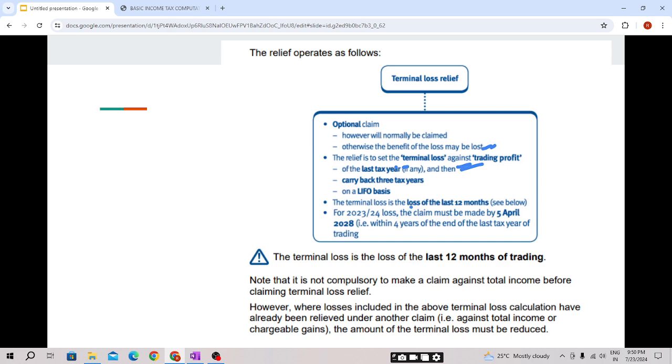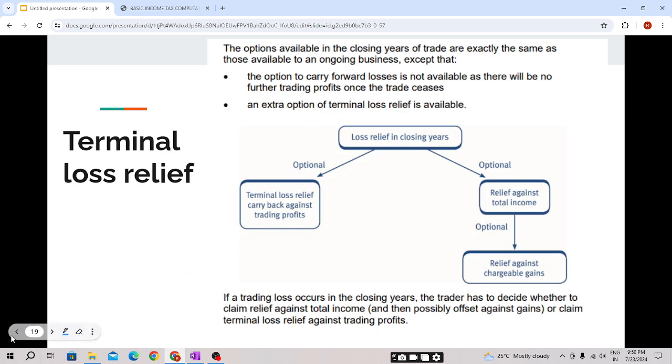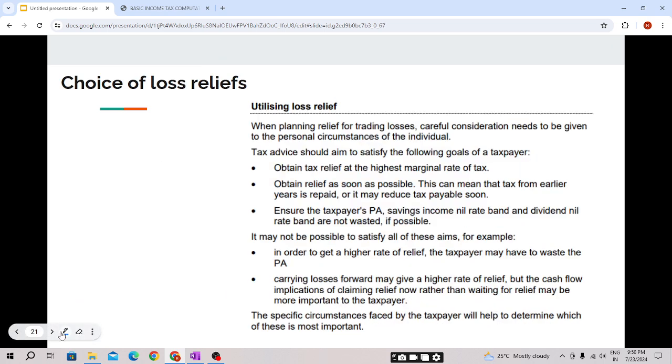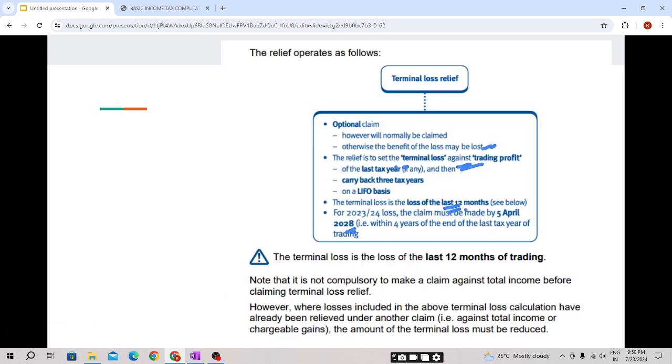The terminal loss is the loss for the last 12 months. See below. For tax year 23-24, the claim must be made by 5th April 2028. But for the opening year loss, it was 26. For terminal loss, the claim must be made by 2028.